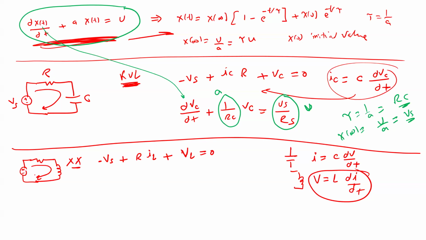So here negative Vs, and then you have R times IL, and then plus the voltage across this one, VL. But here V should equal L di by dt. So you can use it this way, and now it becomes di divided by dt plus R divided by L times IL, which should equal Vs divided by L, like this.